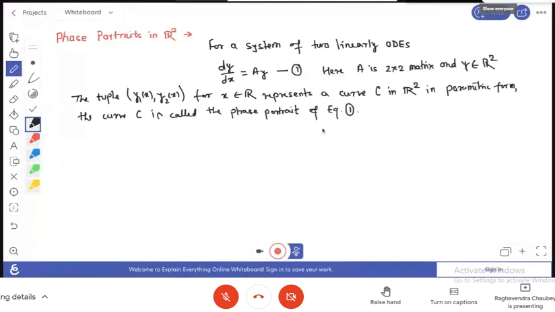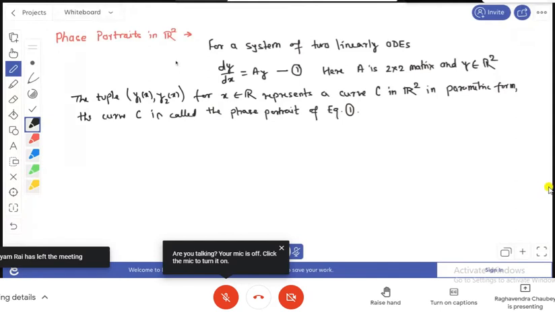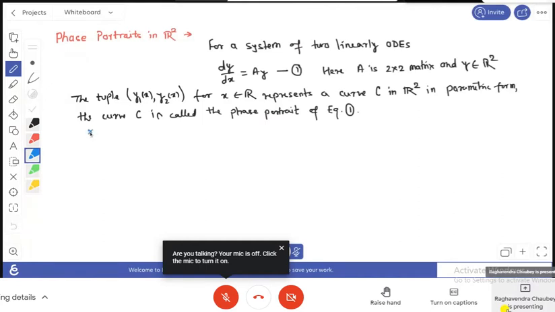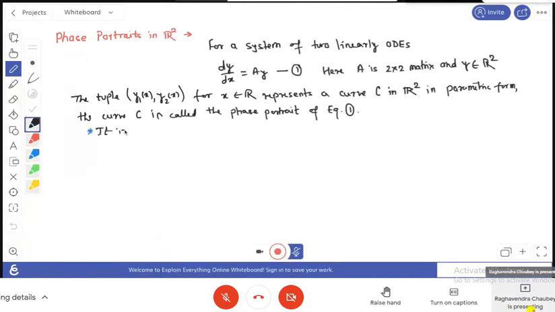Now it is easier to draw the curve when that matrix A is in canonical form. If this matrix is not in canonical form, then your phase portrait looks the same, but some distortion is there. It is a simple remark you can write: it is easier to draw the curve when your matrix A is in its canonical form.